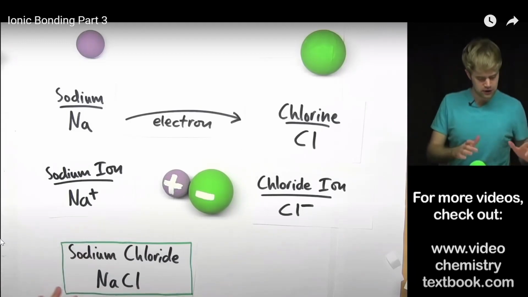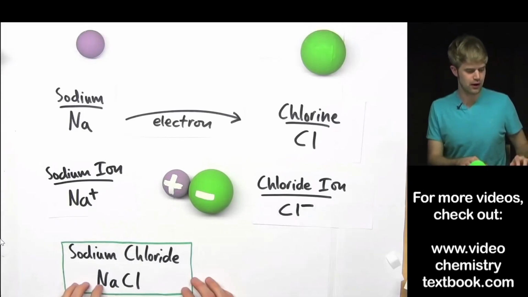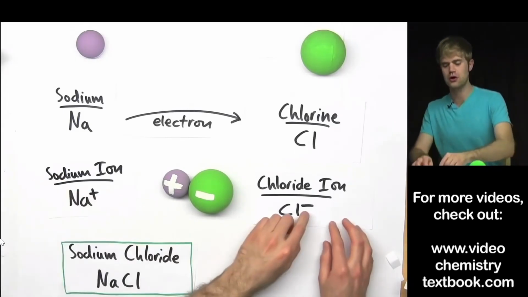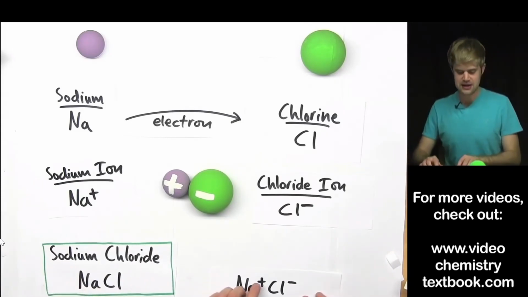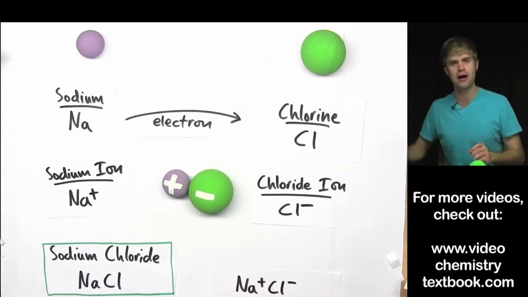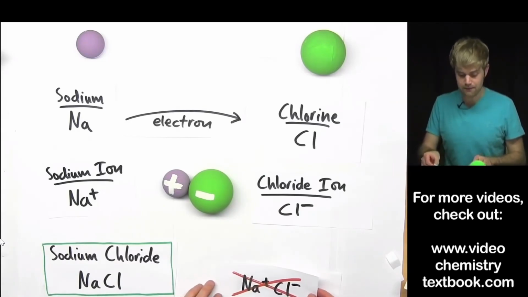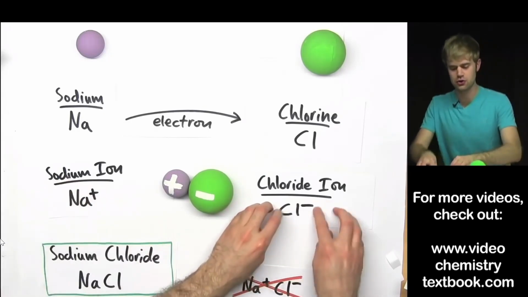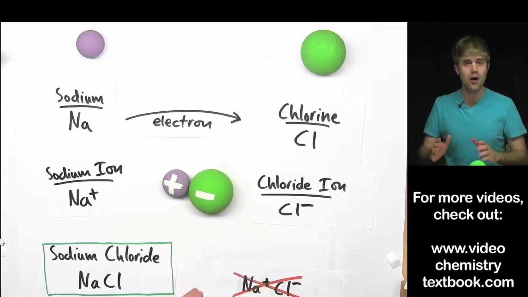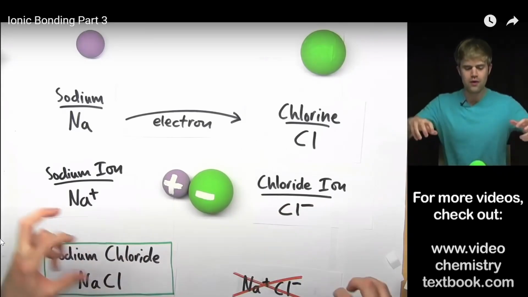They're writing the formula for sodium chloride, and they see that this has a positive charge and this has a negative charge. So often, they'll write it as Na plus Cl minus. Now, that's not right. Don't do it. It's true that sodium does have a positive charge and chlorine has a negative charge here. But what is the overall net charge when you put an Na plus and a Cl minus together?